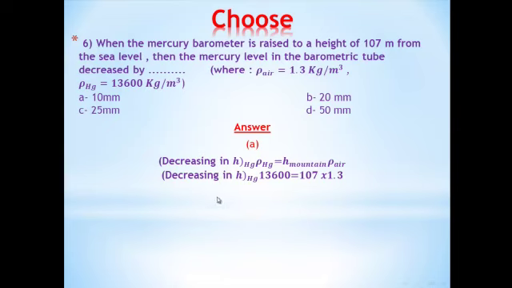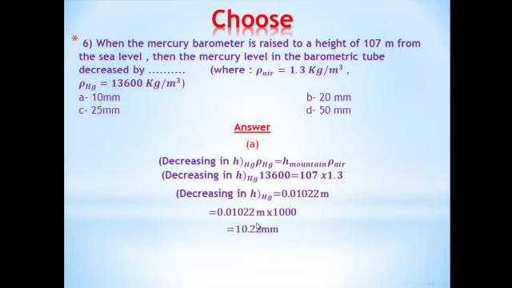So we can calculate decreasing in height equal 0.01022 meter. But your choice is by millimeter, so times 1000 to convert into millimeter equal 10.22 millimeter, approximated to 10.